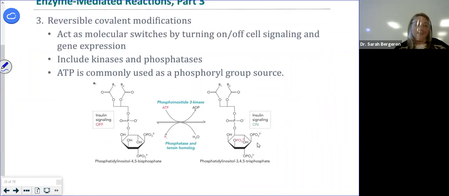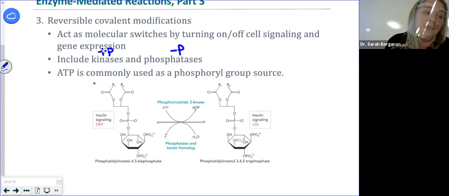This is how we turn insulin signaling off and on, depending on whether or not this oxygen right here is phosphorylated or not. If it's phosphorylated, then insulin signaling is on. If we go through in this direction, a phosphatase, we're going to remove a phosphate group, right? So in one direction, we have a phosphatase. In the other direction, we have a kinase. A kinase is going to add the phosphate group, right? So kinase, you can say plus phosphate, phosphatase is minus phosphate. And where do you get the phosphate from? Typically ATP. It's not the only source, but it's a common source.